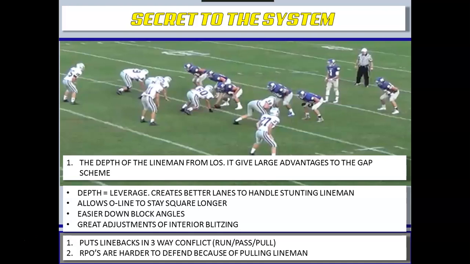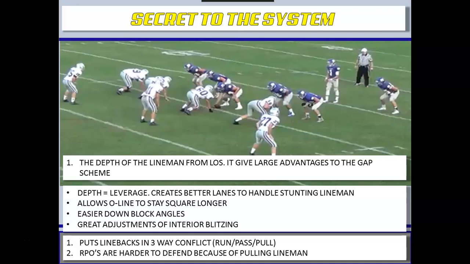Another reason we like the wide splits and the gap scheme is that we have about 3 RPOs that we run. We have 2 gap schemes in our offense. We have an isolation play that we put in, and then we have a zone that we run very little. Zone is probably our 4th run, called maybe 8% all season, if that. The reason I like it is because when you attach it to our 4 RPO quick games, it puts the linebackers in what I call 3-way conflict. It's a run, a pass, and a pull conflict.